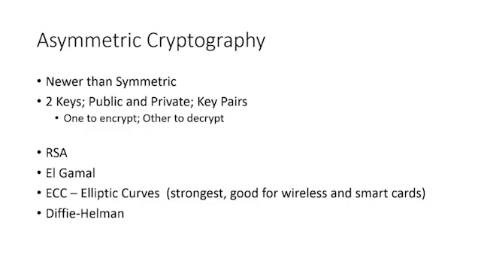I did put a little sentence there that it's the strongest as far as key strength. It's good for wireless. It's good for smart cards. Your mobile phones can use this because it's powerful in how it works, but it doesn't take a lot of power to work. So it's very good for those lightweight devices. And then Diffie-Hellman is also an asymmetric encryption. So remember, asymmetric, we need to think two keys, public, private. There is a pair. They have a relationship. One of them we're going to use to encrypt. The other one we're going to use to decrypt, right?